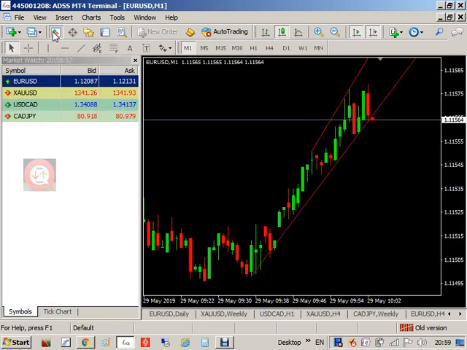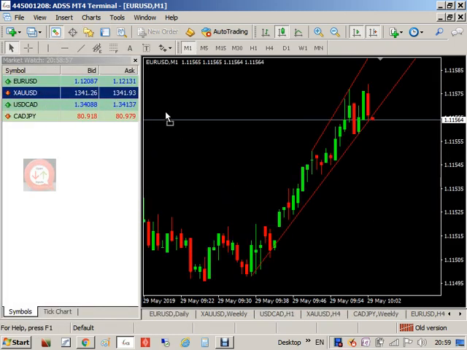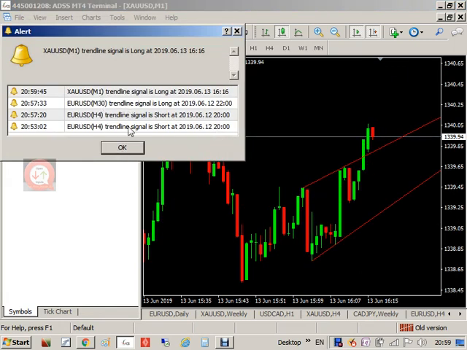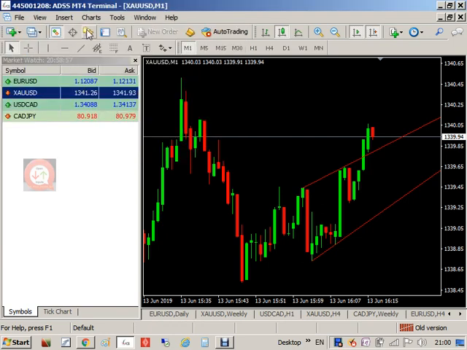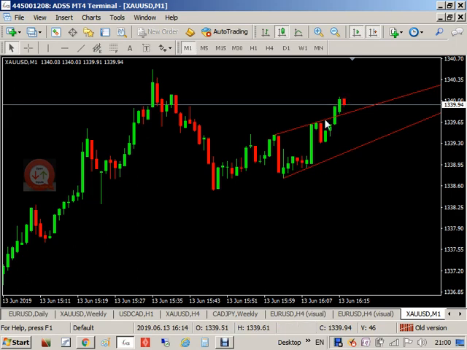If we go to the gold, for example, if we put the gold instead, you see, we have a 1 minute long signal. It is written here: 1 minute trend line signal is long. This is for the gold. Okay. As you see here, it is breaking up the support, the resistance, then a new candle starts and the gold is going up for 1 minute only.